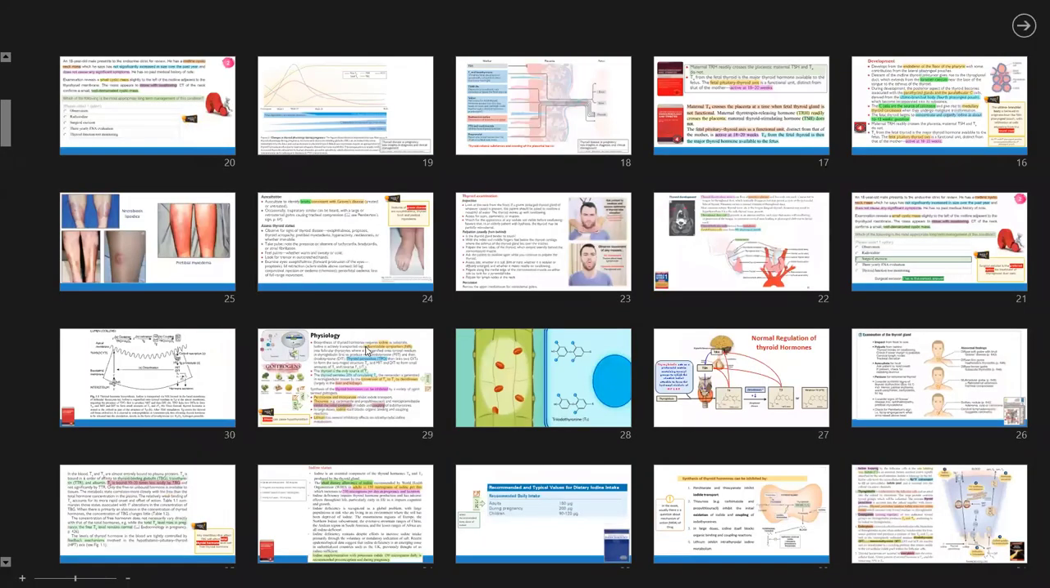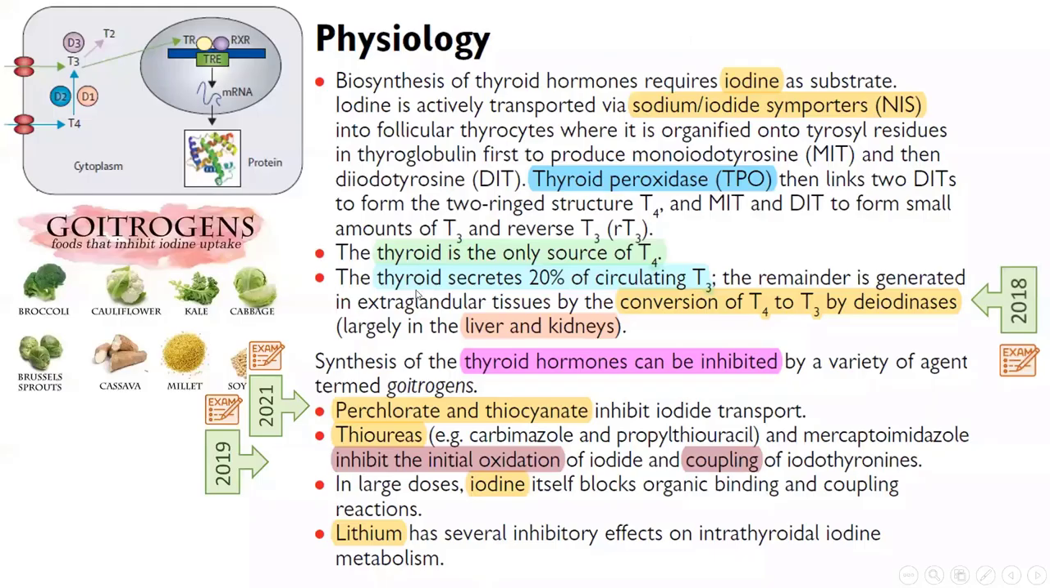First of all, this number from the Oxford Handbook, latest edition, fourth edition, they mentioned that the thyroid secretes 20% of circulating T3. So the total daily requirement of T3 is secreted from the thyroid gland at 20%, and the 80% is obtained from conversion of T4 to T3 by the deiodinase enzyme in the peripheral tissue.